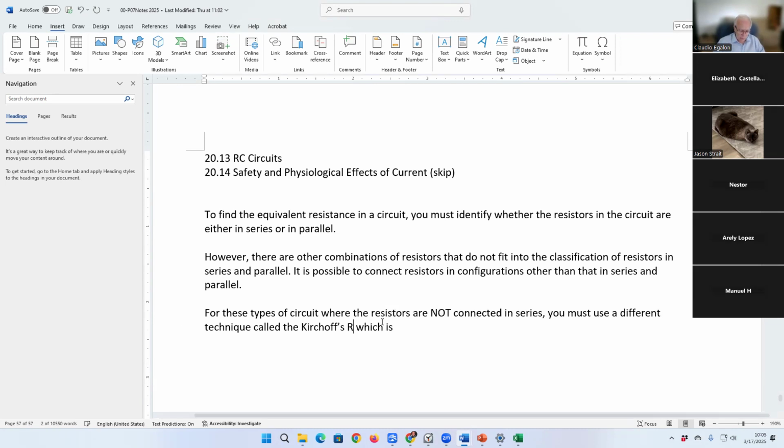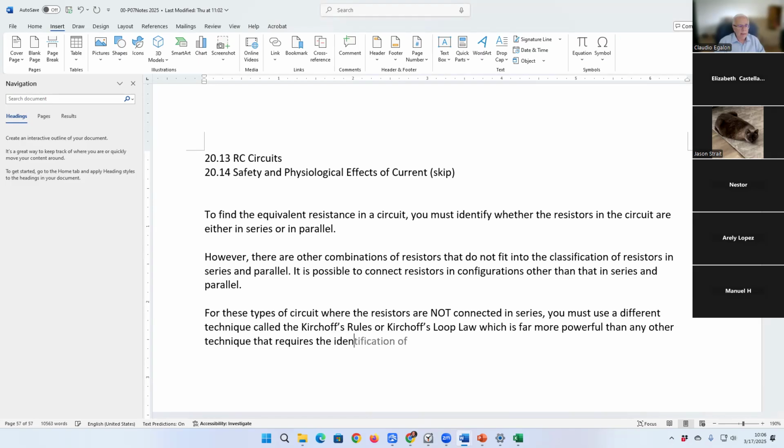Kirchhoff's rule, or Kirchhoff's loop law, is far more powerful than any other technique that requires the identification of connections in parallel and series. But Kirchhoff loop law goes even further, much further than that.